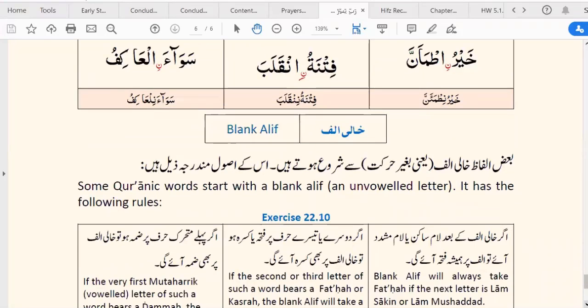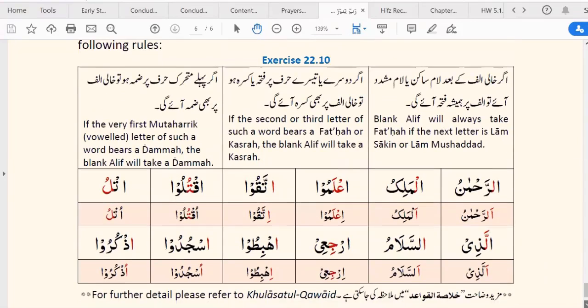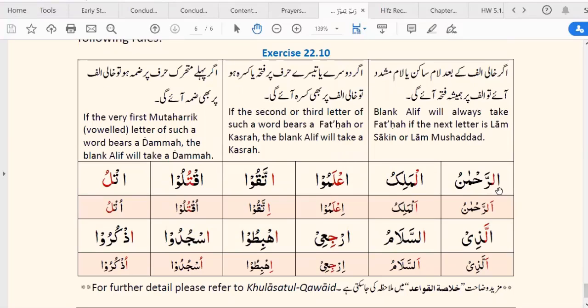Okay. So let's see if you can tell me about this blank alif here. What sign will go on this blank alif if it's followed by a lam? Fatah. Very good. And can you read this? Did you say ta'awudh and tasmiyah? Yes, you did. So could you read this for me, please? Ar-Rahmanu. Very good.